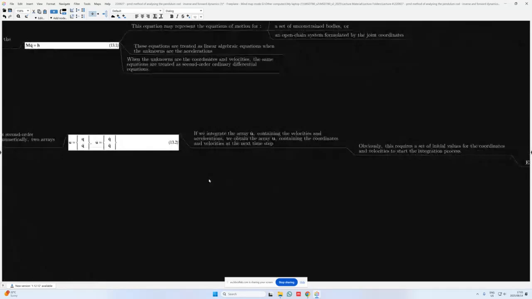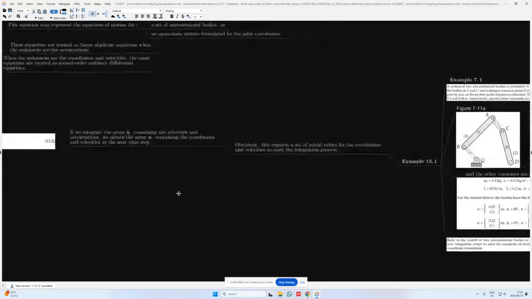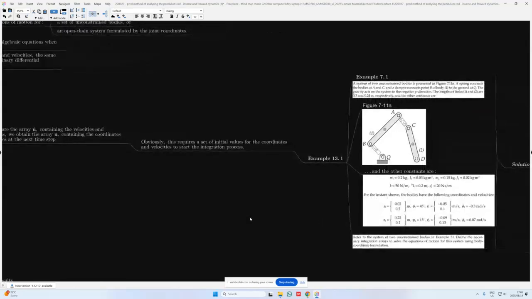Now, if we integrate the array u dot containing the velocities and the accelerations, we obtain the array u containing the coordinates and the velocities at the next time step. So already, if you are well acquainted with numerical methods, you can see that there's some sort of an integration that is going to happen, and we are going to step through a certain time interval that we have at our disposal. So this already tells me that there's going to be some sort of an iterative solver that I will need to apply to this type of problem.